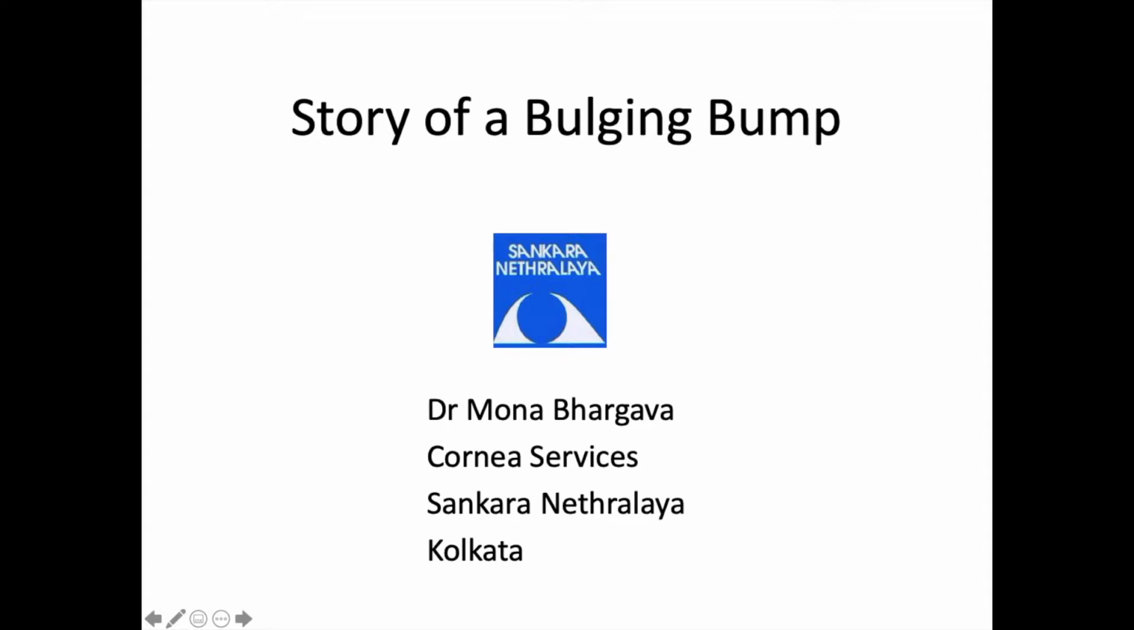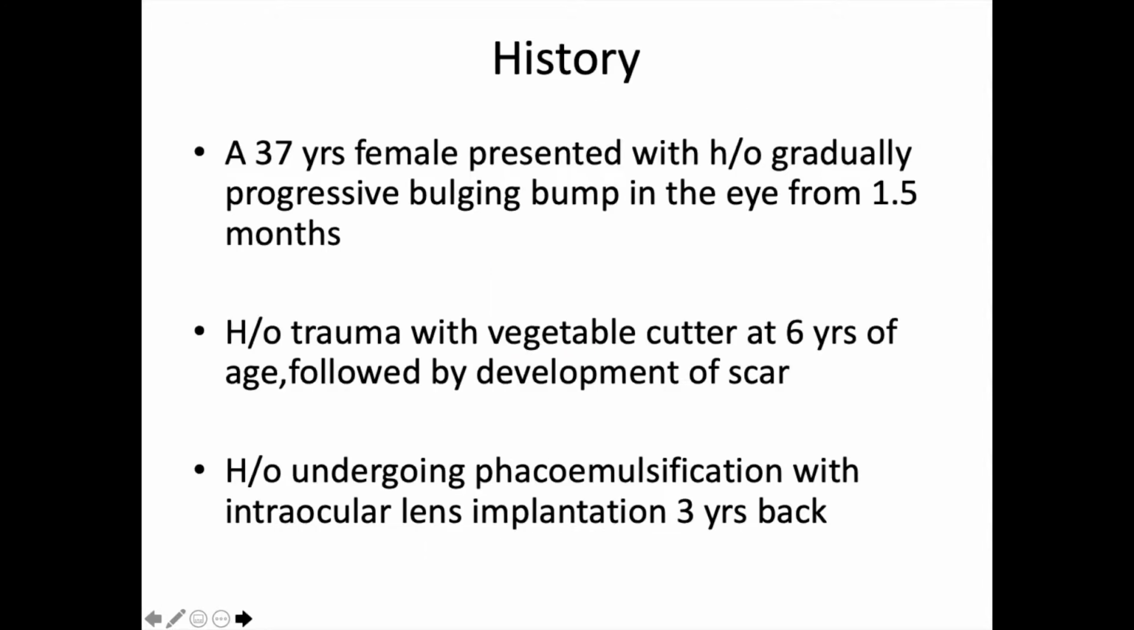I am going to take you through a story of a bulging bump, where a 37 year old female presented with history of gradually progressive bump in the right eye of 1.5 months duration, with a history of trauma with vegetable cutter at 6 years of age, followed by the development of a white spot according to the history given by the patient, and a history of undergoing phacoemulsification with intraocular lens implantation 3 years back.